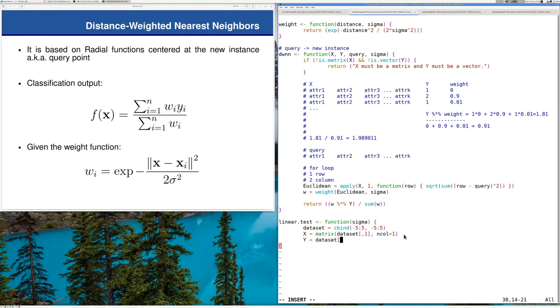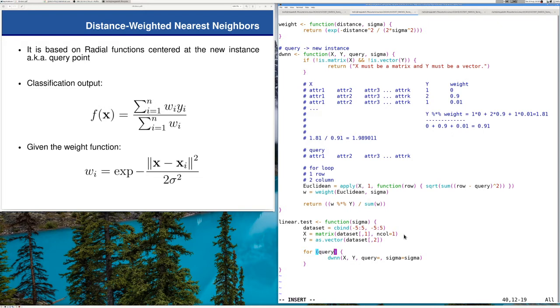So I'm going to extract the second column and make sure it is a vector, a numerical vector. I can also use here vector if you guys prefer. No problem. So now I will call my DWNN, passing my X, passing my Y, and passing some query as argument over here. And some sigma that someone will provide to myself over here. The query is going to be quite interesting. I'm going to build up the query with you guys.